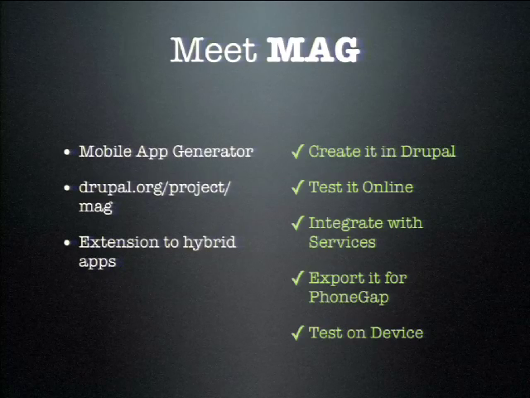You can create your app completely in Drupal, just a mobile site. You can test it online. You can integrate it with services. And then with a click of a button, you export it for PhoneGap. You get a nice folder. You plug it in. You can test it on the device. And it all works. So what before took, I don't know, many hours of extra development to get your Drupal site connected with your app, you can now use your mobile site and export certain things to it in just 5 minutes.